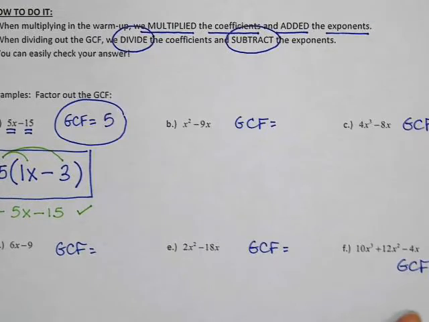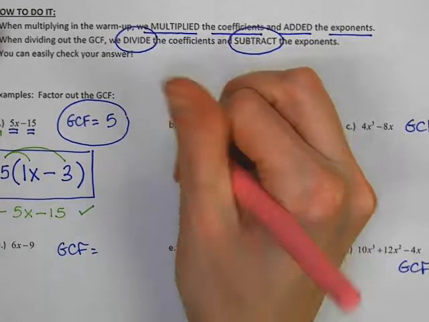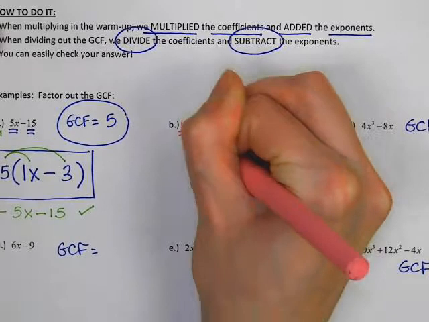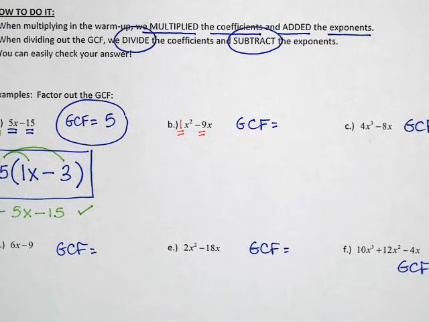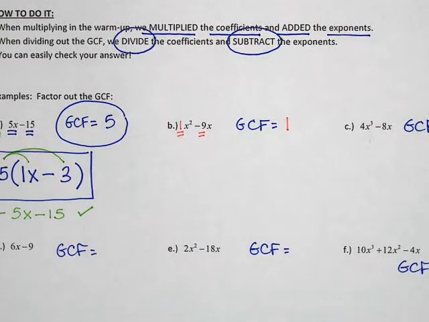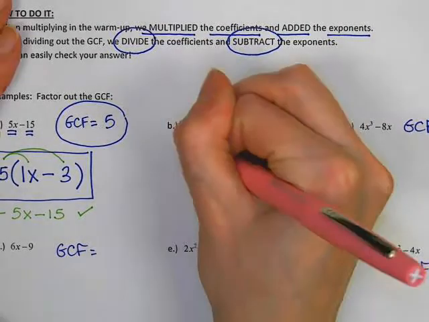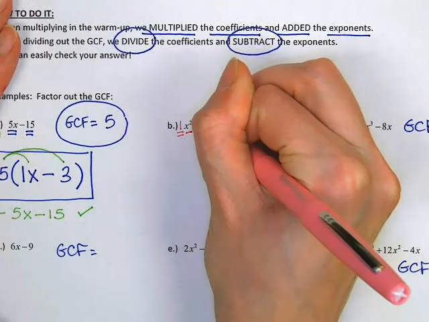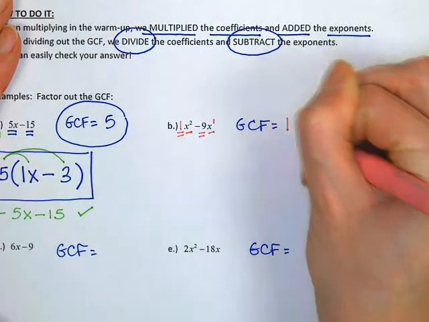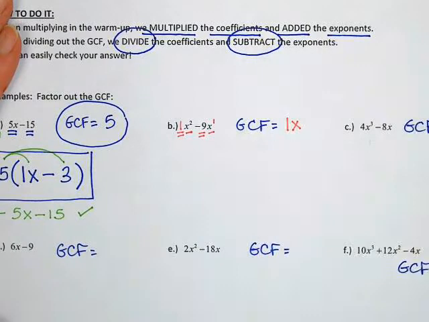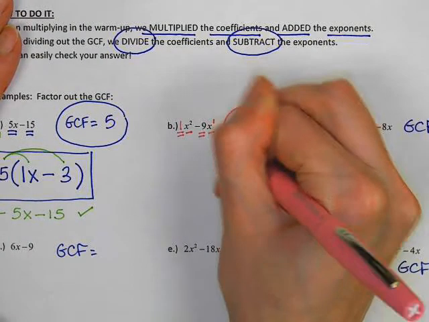Letter B. What is the GCF? So out of 1 and 9, what is the greatest common factor? Well, the only number that goes into 1 and 9 is 1. And then it's the smaller amount of x's. If this one has 2 and this one has 1, you can only pull 1 out. Okay, so the GCF is 1x.